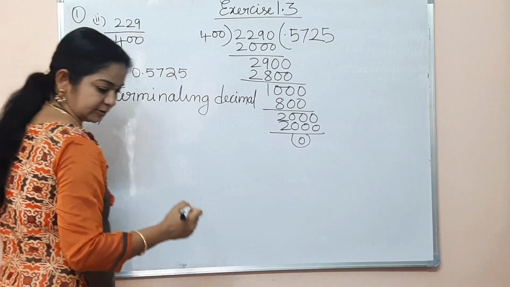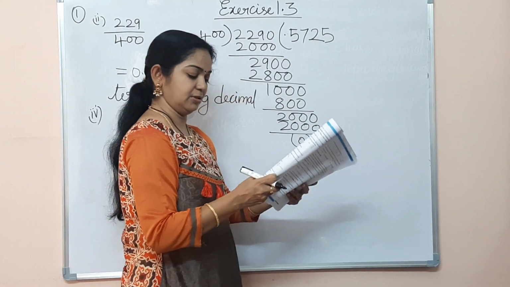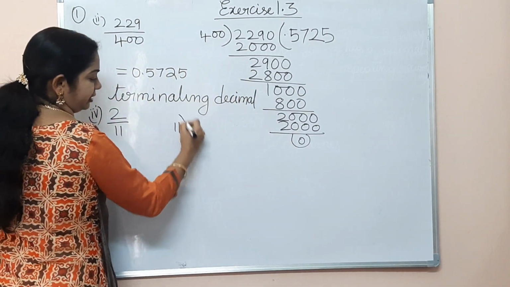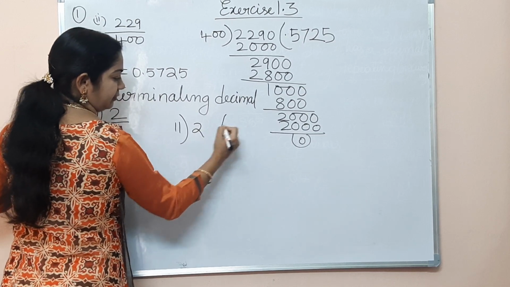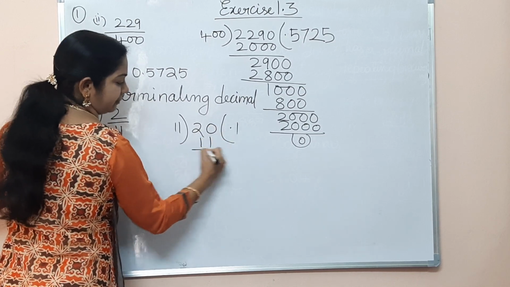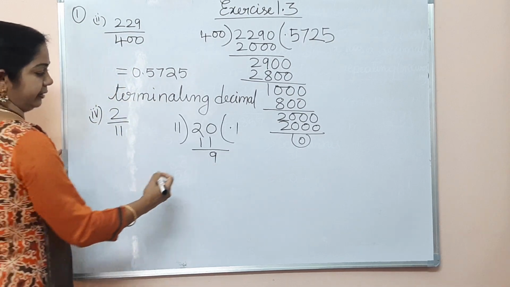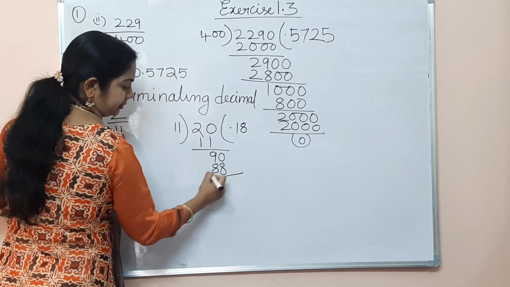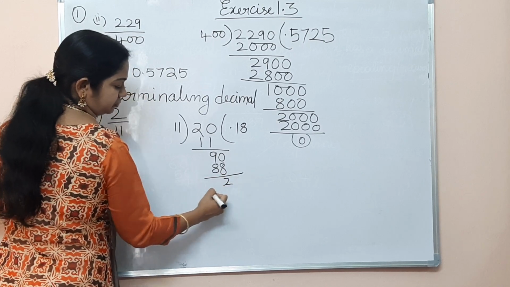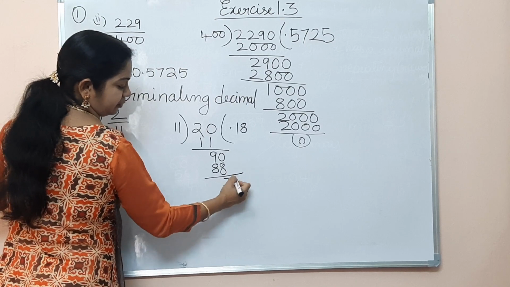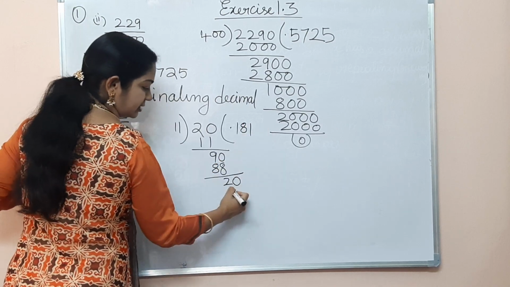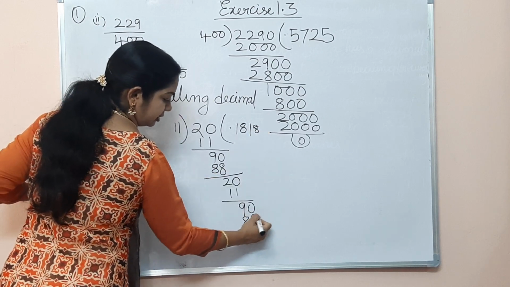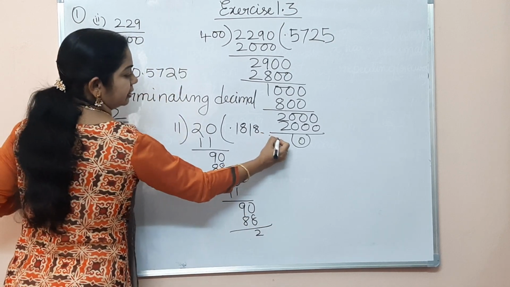Fourth one is 2 by 11. Okay. Let us check whether it is terminating or non-terminating. I'll take a point 0. 11 ones are 11. We got 9. Okay. Let me take 0. 11 eights are 88. Here, how much you'll get? 2. Okay. Now again, point is there. I can take 1 0. Again, 1s are 11. Again, 9 0. 8s are 88. So this will be going on. Okay. It is repeated.